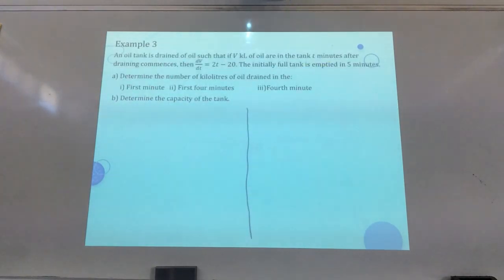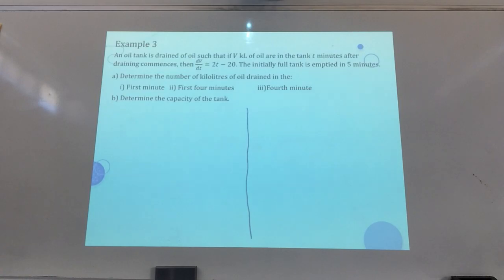All right, let's look at example 3. Now, let's read this question carefully. An oil tank is drained of oil such that if V kiloliters of oil are in the tank t minutes after draining commences, then dV/dt equals 2t minus 20. The initially full tank is empty in 5 minutes.